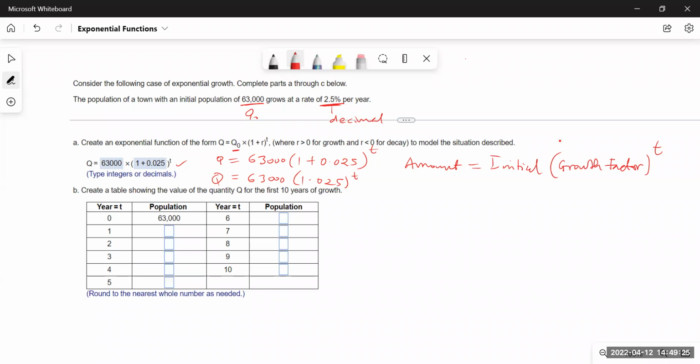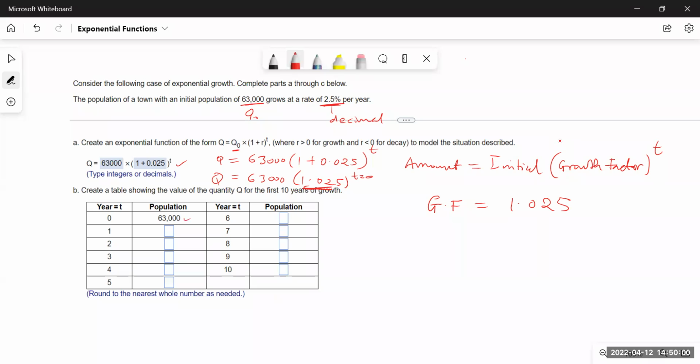Now, what is your growth factor? So your growth factor, GF, is 1.025. We're going to do something with the growth factor. Now, let's fill the table at this point. When T is equal to 0, when you plug in T to be 0 here, every number except 0, exponent 0, will give you 1.